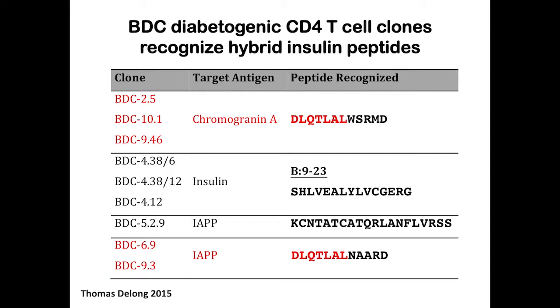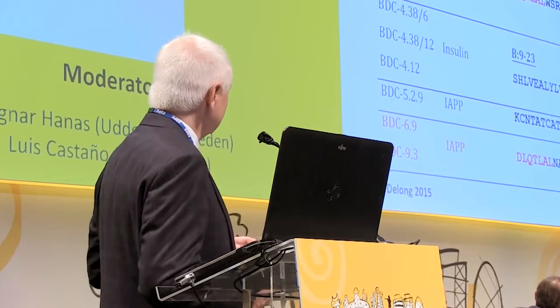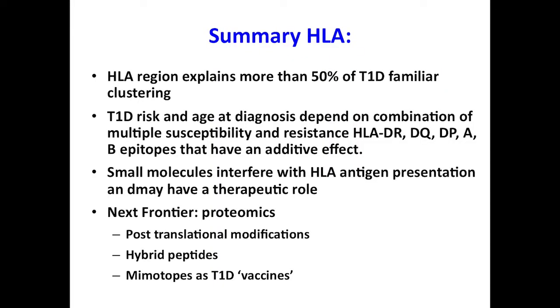They are most reactive to peptides that are hybrids, contain a piece of C-peptide sequence on the left in the red, and a piece of chromogranin in the first row. So how does it happen that those hybrid peptides are created? It turns out that they are created all the time, not only in the islets, but in many places where proteolytic action is robust. So, to summarize HLA, it explains more than 50% of type 1 familial clustering.